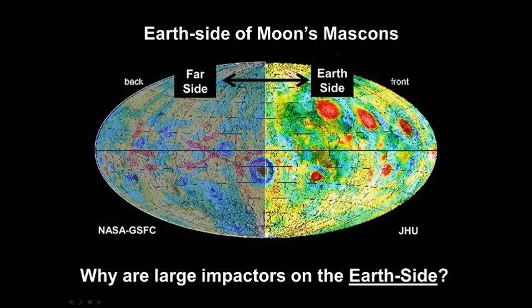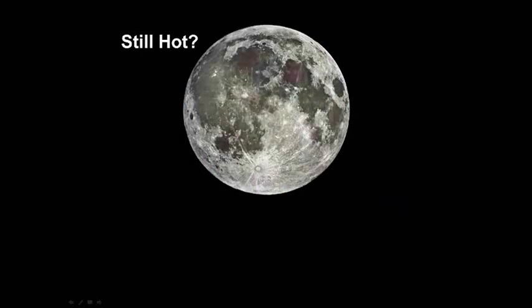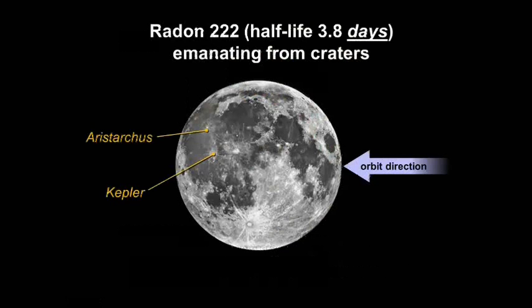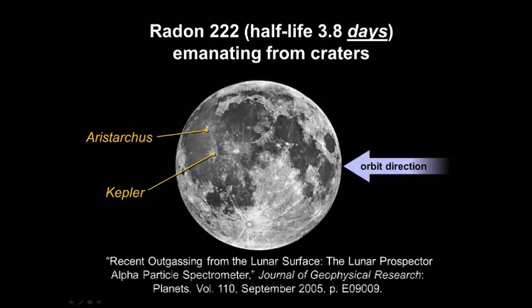Assuming the Moon is billions of years old, researchers find that the Moon remains unexpectedly hot, measuring very high heat flux still emanating from its surface, and finding a small molten core. In addition, the Lunar Prospector picked up signatures of the short-lived radioisotope radon-222, emanating near two craters on the Moon's leading face. How did radioactivity develop inside the moon?